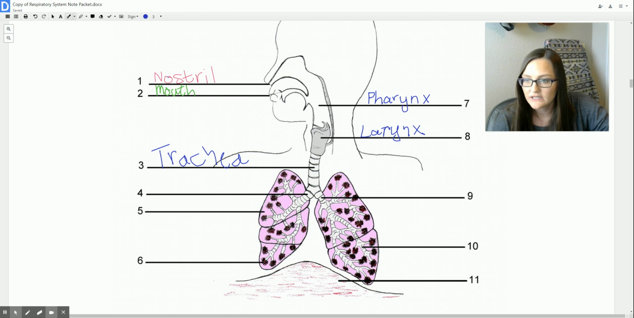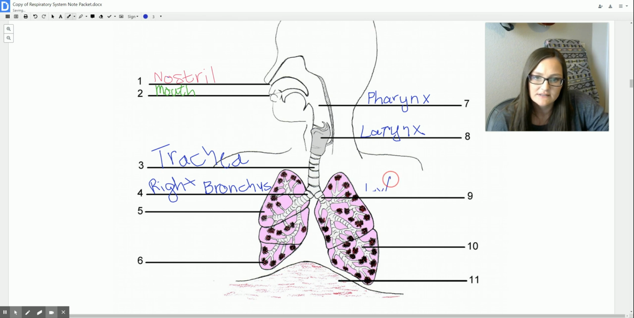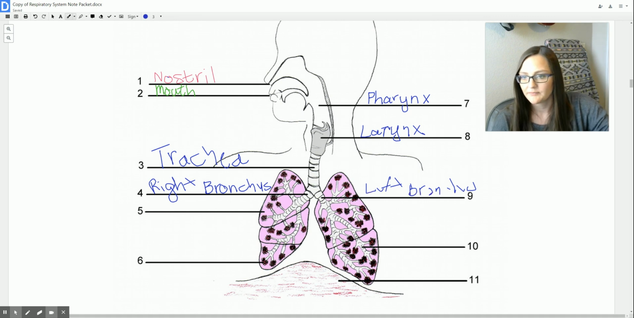Down here on number 4 is going to be the right bronchus. Remember that it is not your right, it would be the patient's right. So the right of the patient lying down. So it will be your left and patient right, which makes number 9 the left bronchus. Hopefully that shows up better. Okay, number 5 is going to be the right lung.